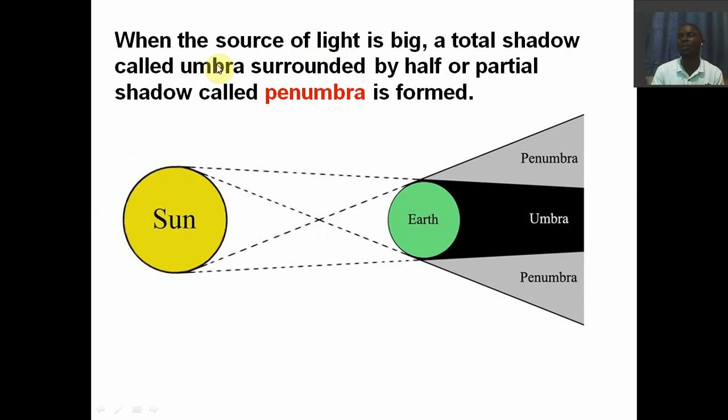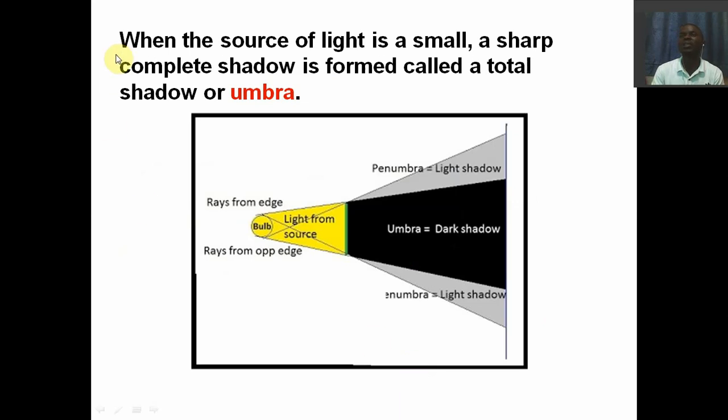called the umbra. A total shadow called what? Umbra, surrounded on this side and this side. The umbra is surrounded by the penumbra on this side and the penumbra on this side, which is the partial shadow. So when the source of light is big, the umbra is formed with penumbras on either side. Okay, then let's go on.